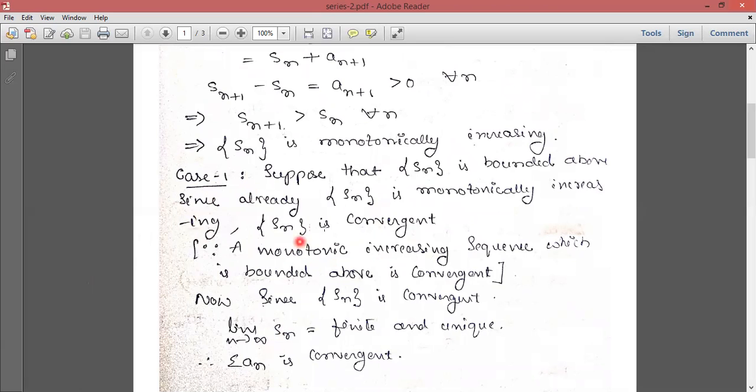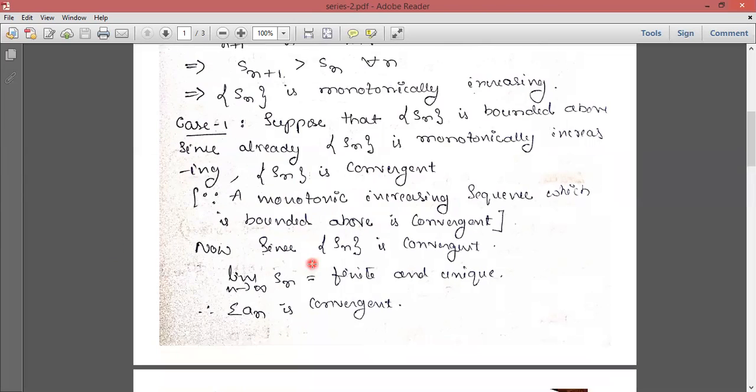First, case 1. Suppose that Sn is bounded above. Since already Sn is monotonically increasing, Sn is convergent. That is because we have one important result on sequences which says that a monotonic increasing sequence which is bounded above is convergent. By this result, sequence Sn is convergent. Now, by definition of convergent sequence, limit n tends to infinity Sn is equal to finite and unique. Now, by definition of convergent series, sigma an is convergent.